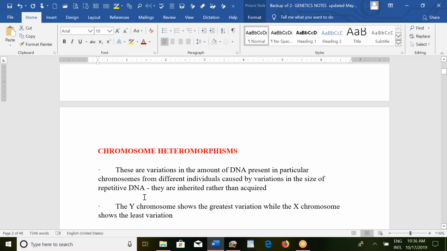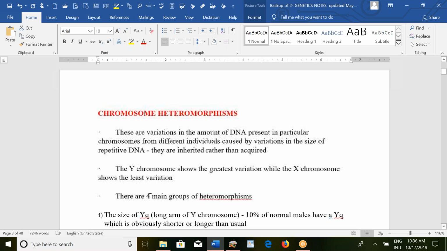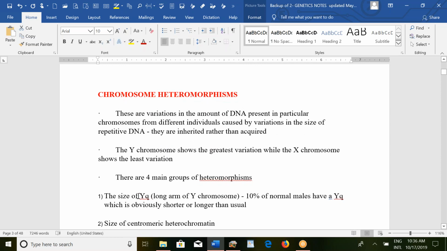Chromosome heteromorphism: there are variations in the amount of DNA present in particular chromosomes from different individuals, caused by variation in the size of repetitive DNA. They are inherited rather than acquired from the environment, which occurs after birth. The Y chromosome shows the greatest variation, while the X chromosome shows the least variation.